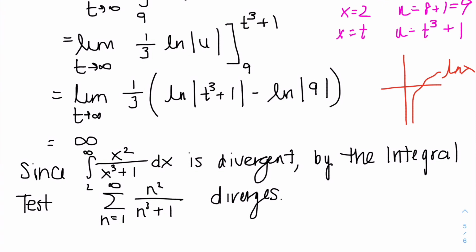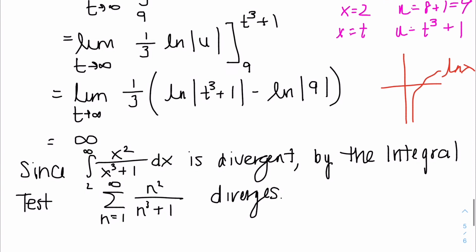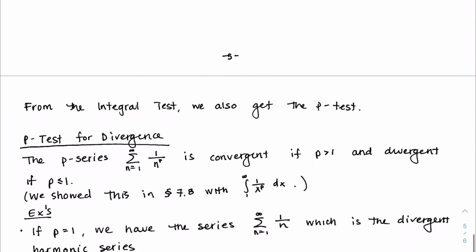So this is a really nice test. What you're going to actually learn in the next section is this plus 1 really doesn't do a whole lot of anything. So if you were to ignore it, it would look like n squared over n cubed, which is 1 over n. So it's going to look like the harmonic series, which is why this thing is divergent. So we're going to have much better tests to go through this, but the integral test is something that is still beneficial, and it's where we get our next important topic from.